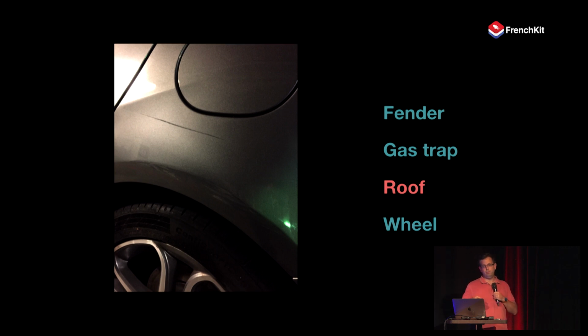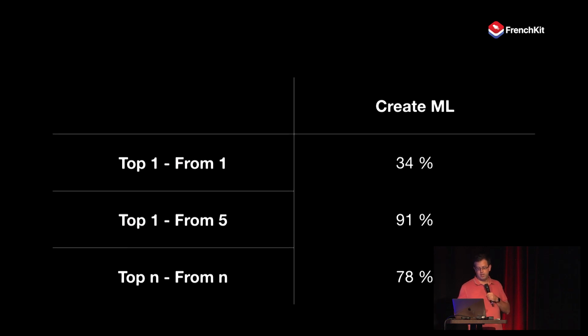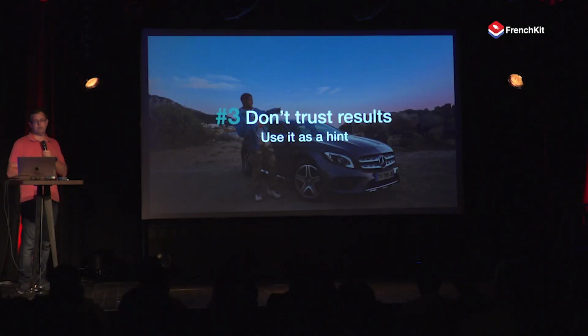So I need a new metric to check if it works. I name it top n from n. The point is, if I have 4 acceptable results, I just check in the top 4 results of my model, and I count how many of the results are there. With that, I can measure the performance of my model. Remember, don't trust the result of the model, just use it as a hint.